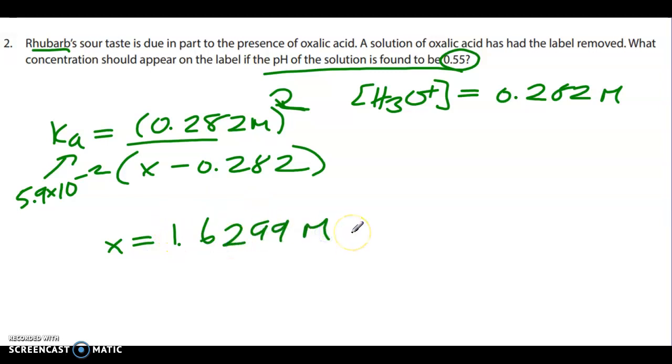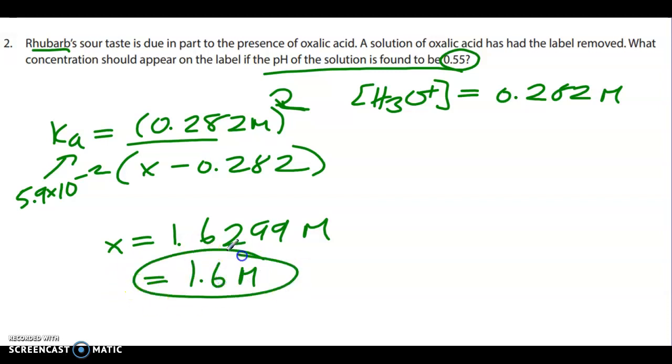When you work this out, the X value that you get is 1.6299 moles per liter after you factor that out. And then this has to be two significant digits, which is 1.6.